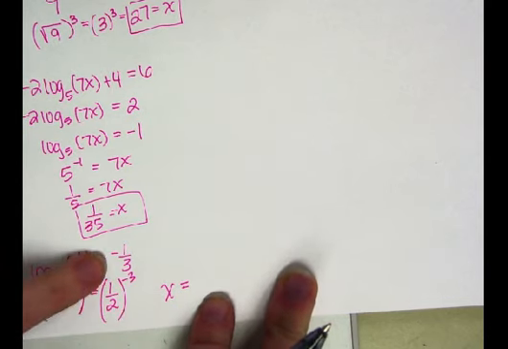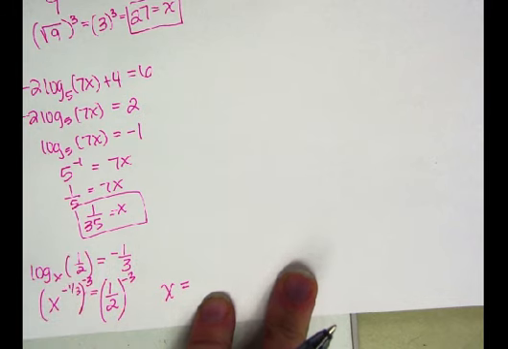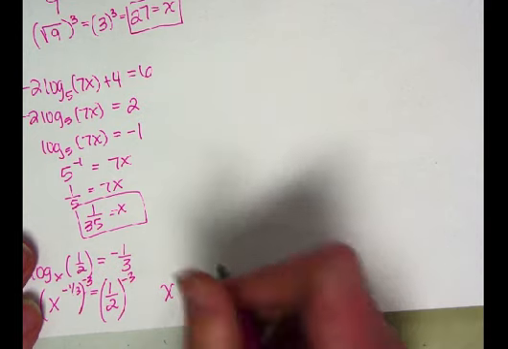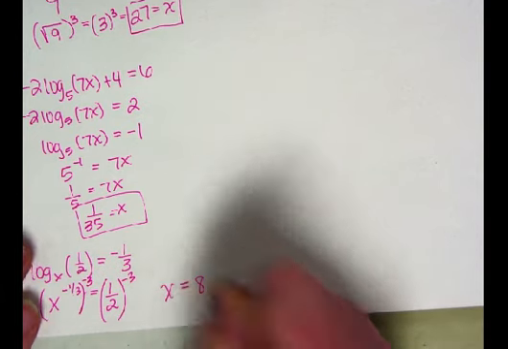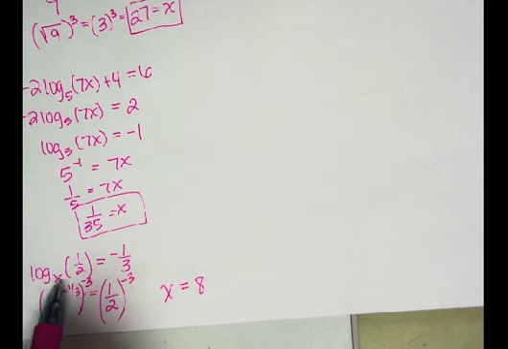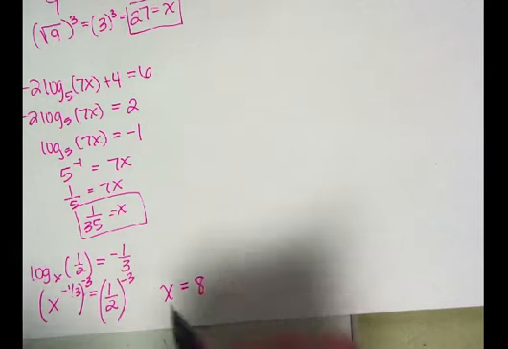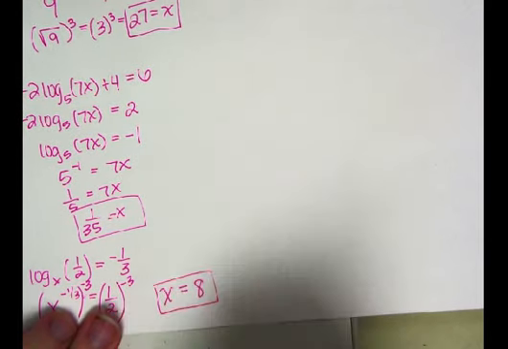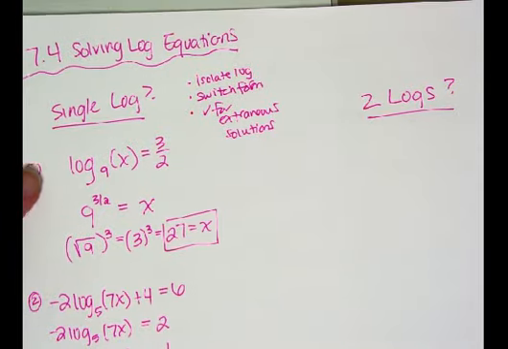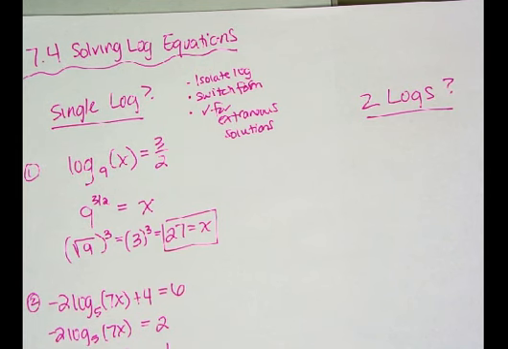So it becomes 2 cubed divided by 1 cubed. 2 cubed is 8 over 1 cubed is 1. So our answer is 8. I want to make sure that whatever I find, my argument is positive or non-negative, and that my base is positive. So I found a positive x value, I'm good. Okay, so there are our examples for how to solve if you have a single log that you're working for.